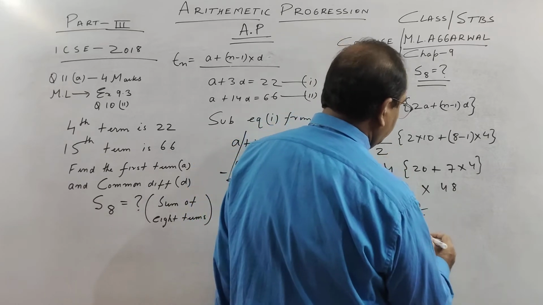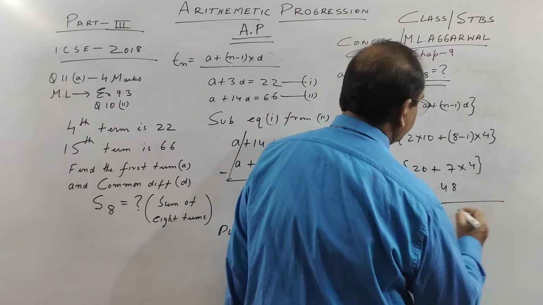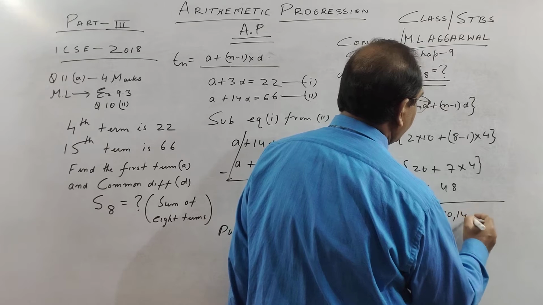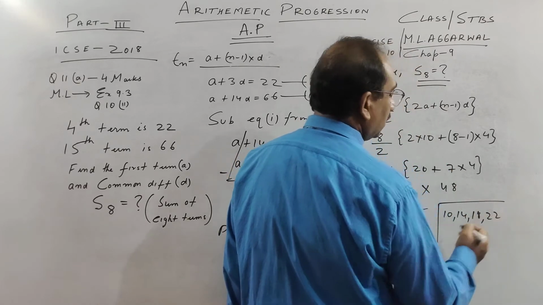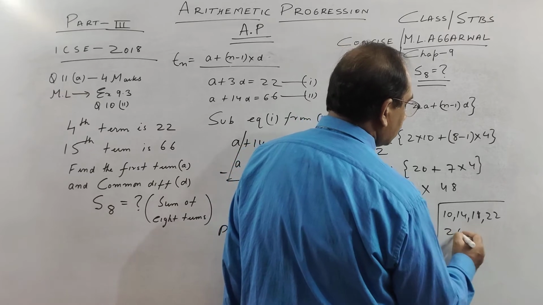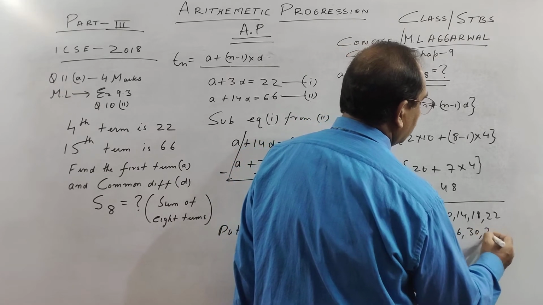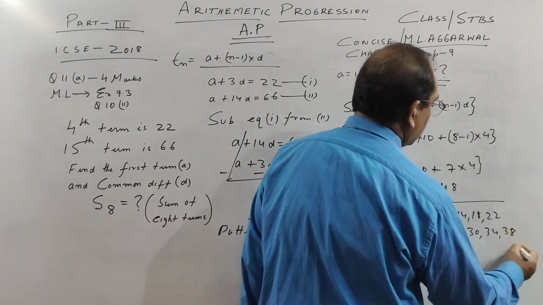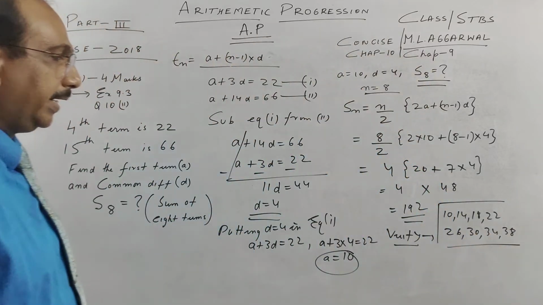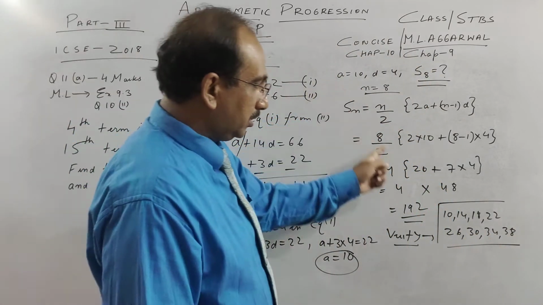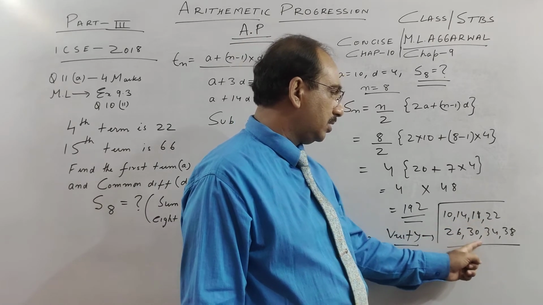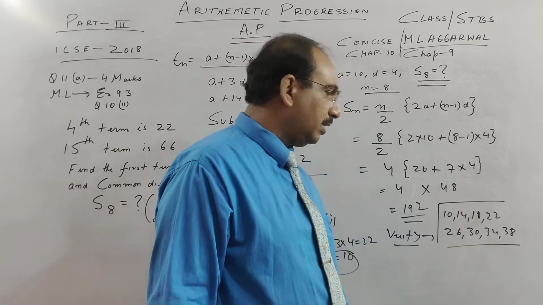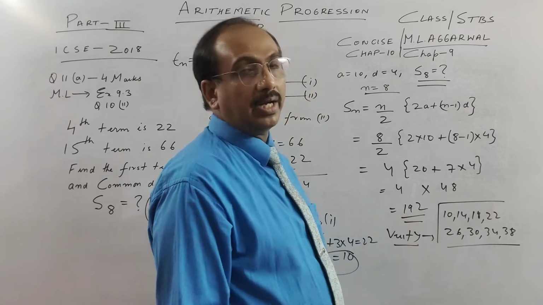First term is 10. Then we have common difference 4. So 14, 18, 22. These are the 4 terms. 26, 30, 34 and 38. These are, children, the 8 terms, because first term is 10 and common difference is 4. So see, it goes on increasing. Okay, and if you add them, children, you will get 192.